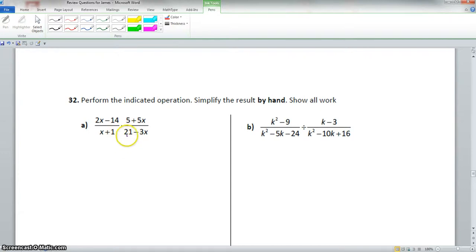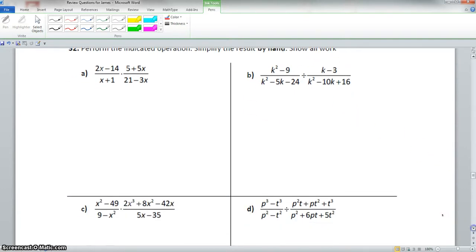Okay, picking up where we left off, we're supposed to perform the indicated operation and simplify the result by hand and show all of our work. We're just doing problems B and C from problem 32. So first thing, you notice here that we had a difference of two squares. So this would be k minus 3 and k plus 3.